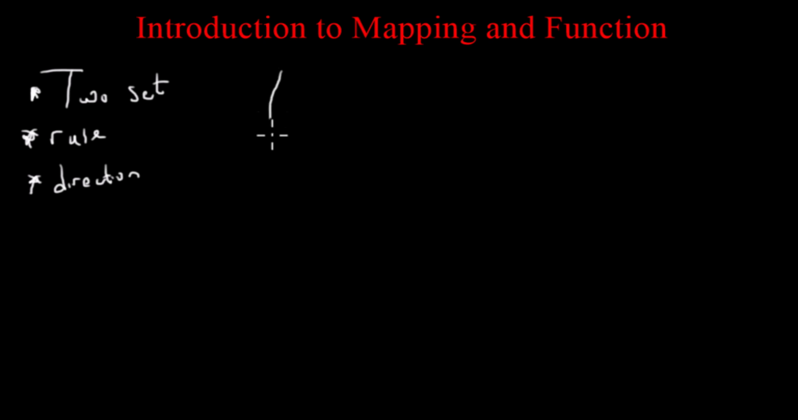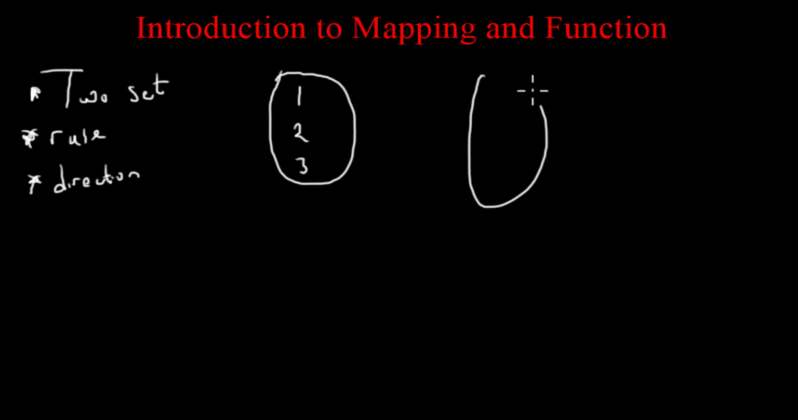So let's try and picture this. So let's say we have 1, 2, 3 inside of this circle, and then I have something else, 4, 5, and 6. So we're saying that we must have two sets, which are the two circles I've drawn. Then we must have a common rule. That is, what am I doing to one of these sets to get the other, and then the direction of the path that this is going through.